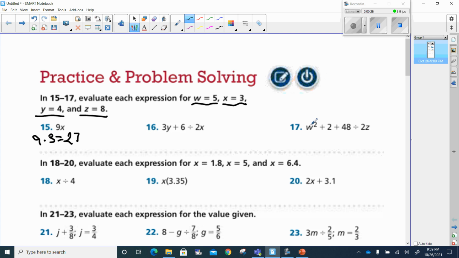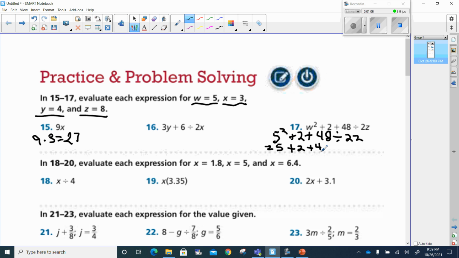Number 17, it says W squared. Well, W is 5, and I know that 5 squared plus 2 plus 48 divided by 2z. All right, following PEMDAS, I have to do my exponents first here. 5 squared is 5 times 5, and that's going to give me 25. So I'll be adding 25 to 2. I'll be adding that to 48.